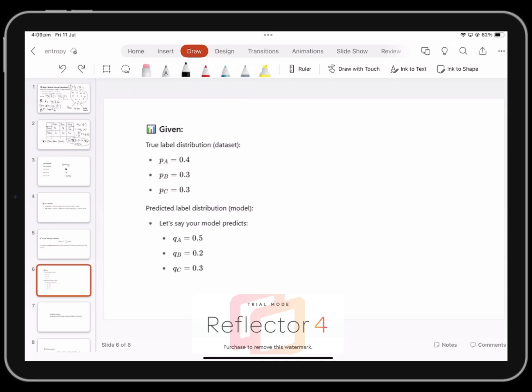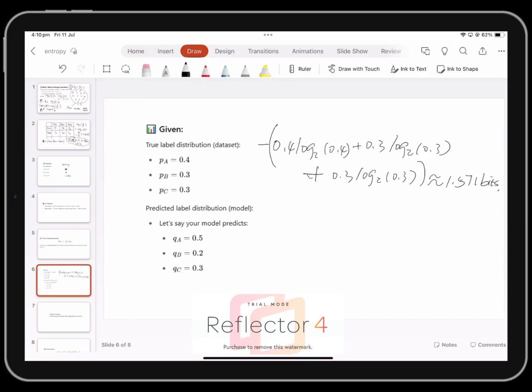Let's say we have three classes A, B, C, and we know the true distribution is that the probability of seeing A is 0.4, and B is 0.3, and C is also 0.3. So when calculating the whole data set's entropy, it's given by. And if we use some model to learn, we predict the probability that the data is in class A is 0.5, and the data is in class B is 0.2, and the data is in class C is 0.3, then the cross entropy will be given by.